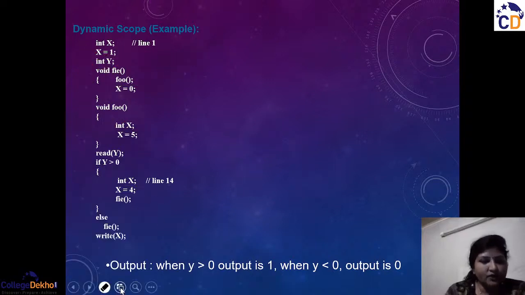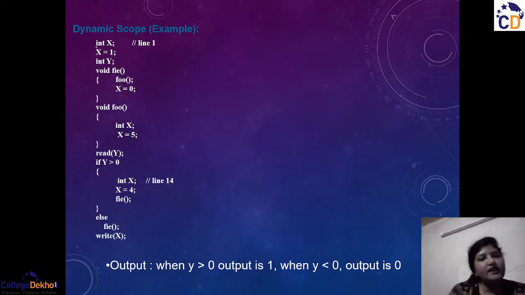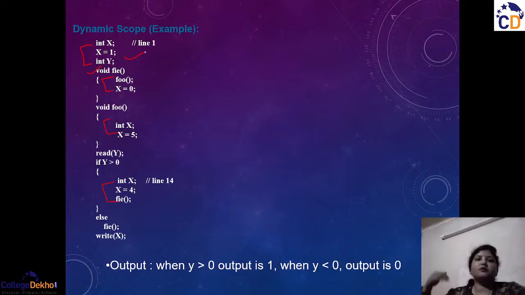Yeah. So now let me write this thing. So these variables have global scope. These are defined as global variables. Why? Because they are not defined within any function. They are defined outside the function. Their scope is throughout the program.